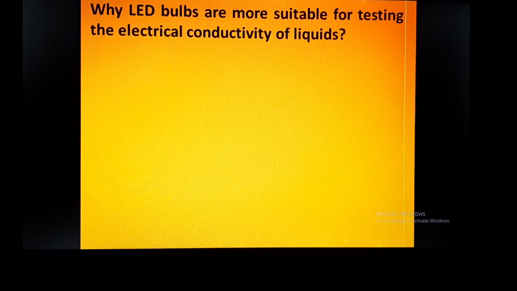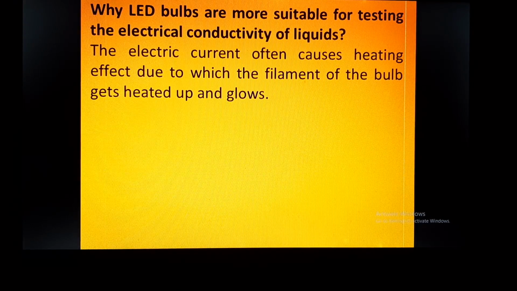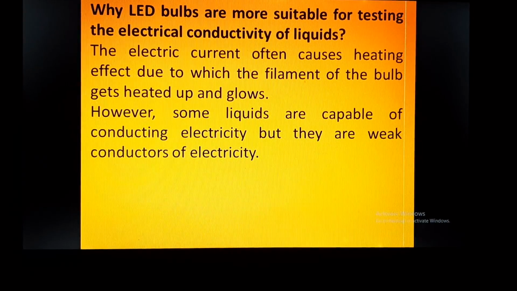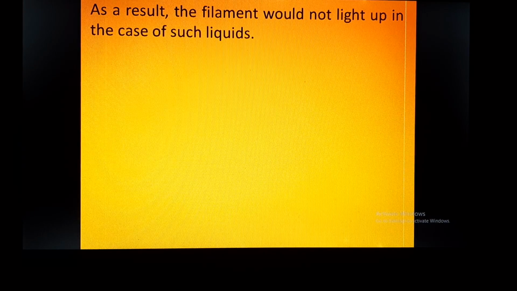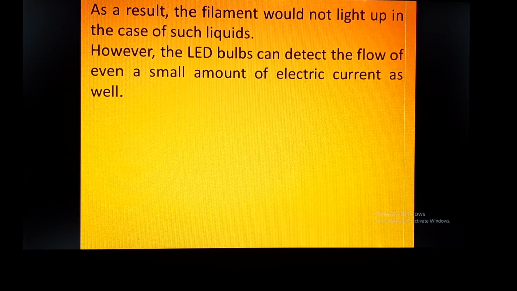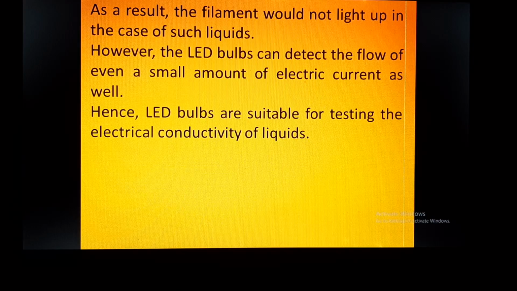Now why are LED bulbs most suitable for testing the electrical conductivity of liquids? As we discussed, LEDs require weaker current for the filament of the bulb to glow. Liquids are capable of conducting electricity, but they are weak conductors as compared to metals. So to check whether current is passing through or not, we can test it with LEDs, because the weaker current can glow the filament of the LED. Therefore, LED bulbs can detect the flow of even a small amount of electric current.